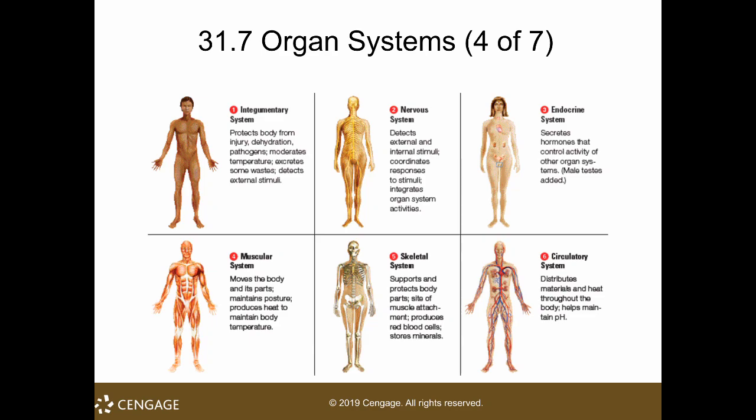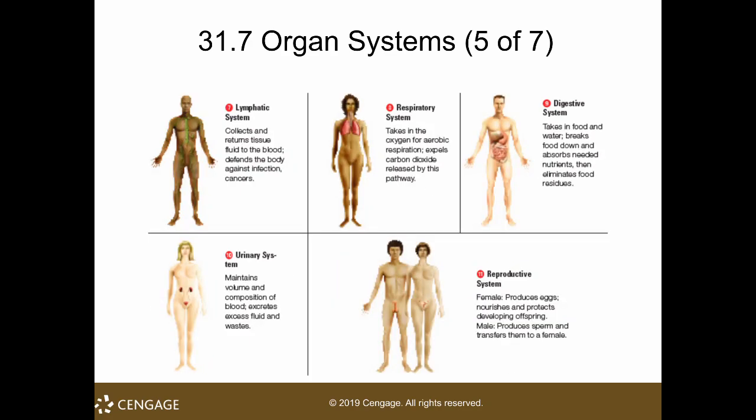And then the skeletal system, working closely with the muscular system for movement. So it also supports and protects the body parts. The attachment of the muscle is on this body framework to facilitate movement. And it produces the red blood cells as well as being a storage bank of the minerals. And we have the circulatory system, which acts as the main transport system. So it distributes materials and heat throughout the body and helps maintain normal pH levels.